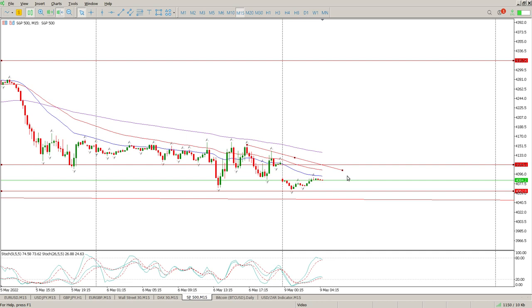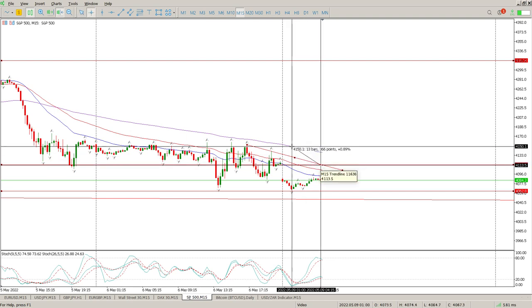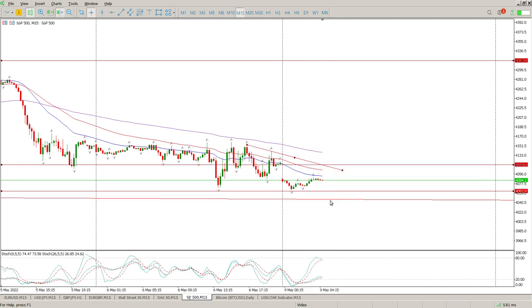So that's kind of the view that I've got at the moment. So gap close first, rejection, gap close should form a bit of a trend line on the 50 minute here, which should give you an opportunity to short. And if you can get the price action there, you can see 366 points for a move to the downside. So that's kind of my view on the S&P at the moment.